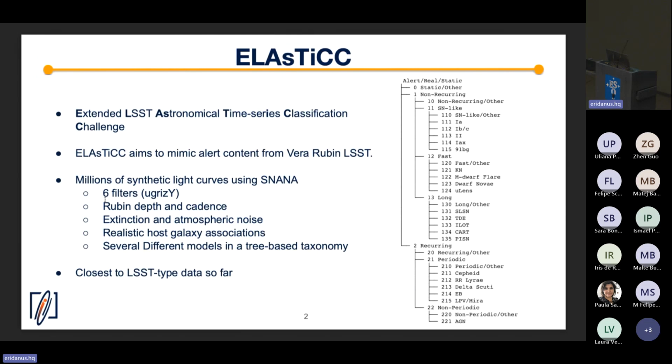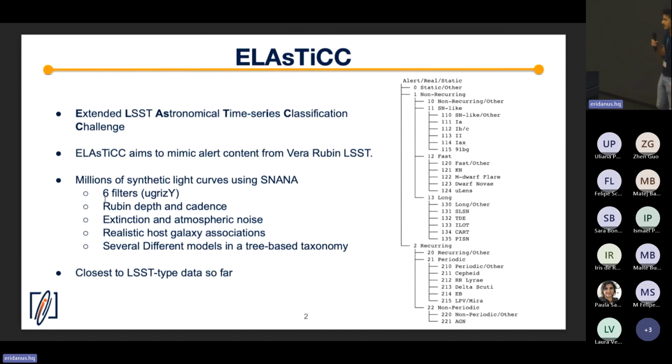It is the successor of Plastic, so LSST simulation data. And actually, it's aiming at mimicking as best as possible the alerts from Rubin. And it's very different from Plastic in the sense that it is mimicking the alert behavior, the stream-like, and it's not only about a full light curve anymore.